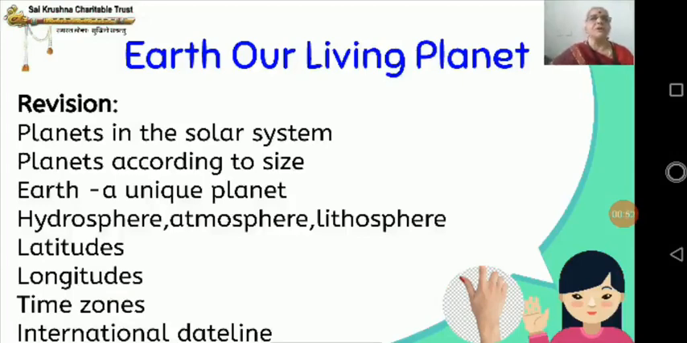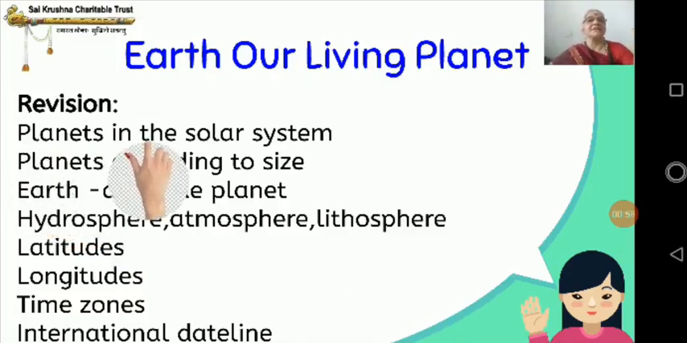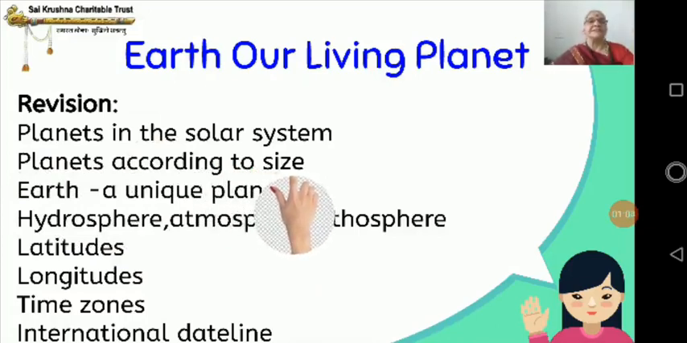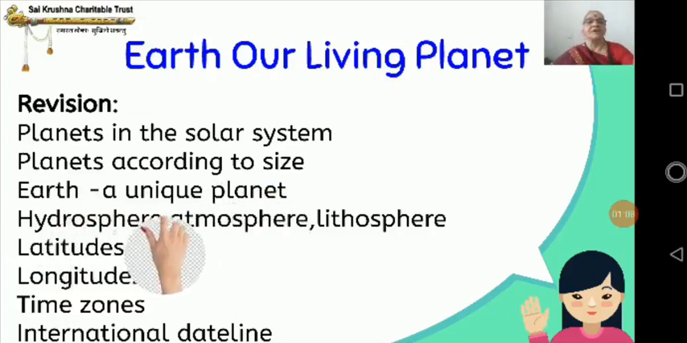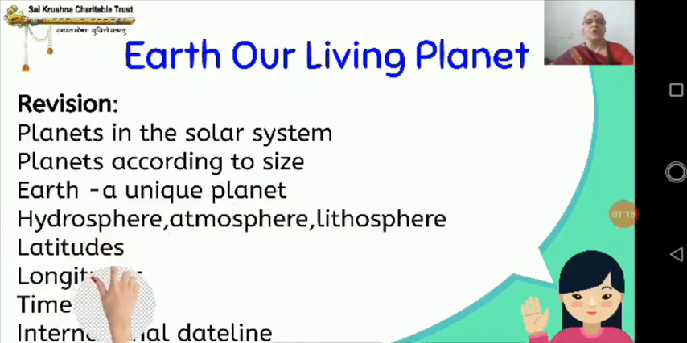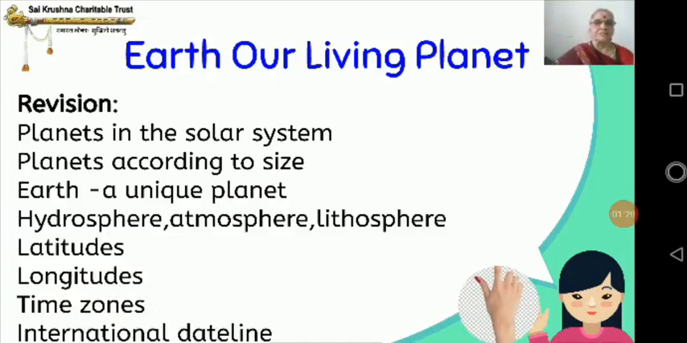Now, what are we going to do in this, our Earth, our living planet? We are going to revise the planets in the solar system. We are going to see the planets according to their size. Earth as a unique planet, having hydrosphere, atmosphere, lithosphere, the lines of latitudes, longitudes, time zones, and the international date line. We have covered all this in detail. This is going to be more of diagrams, an easy way of remembering things. Okay, children, shall we start?